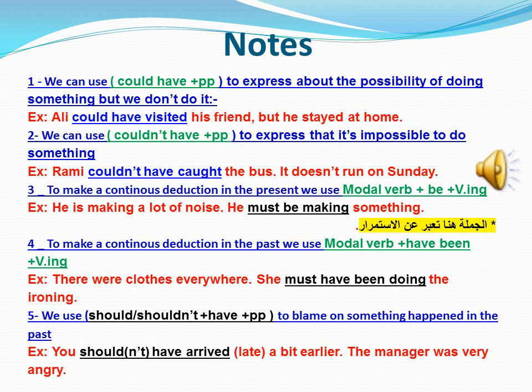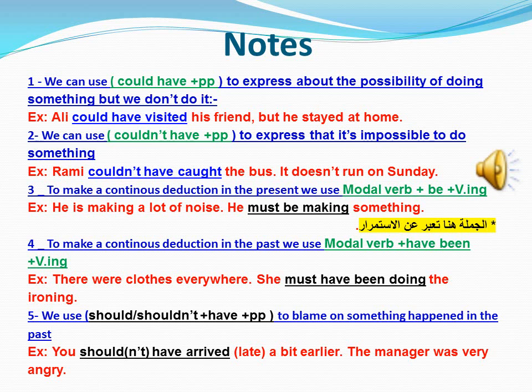Number 3. To make a continuous deduction in the present, we use modal verbs plus be plus verb-ing. Example: he is making a lot of noise. He must be making something. Number 4. To make a continuous deduction in the past, we use modal verbs plus have been plus verb-ing. Example: there were clothes everywhere. She must have been doing the ironing.